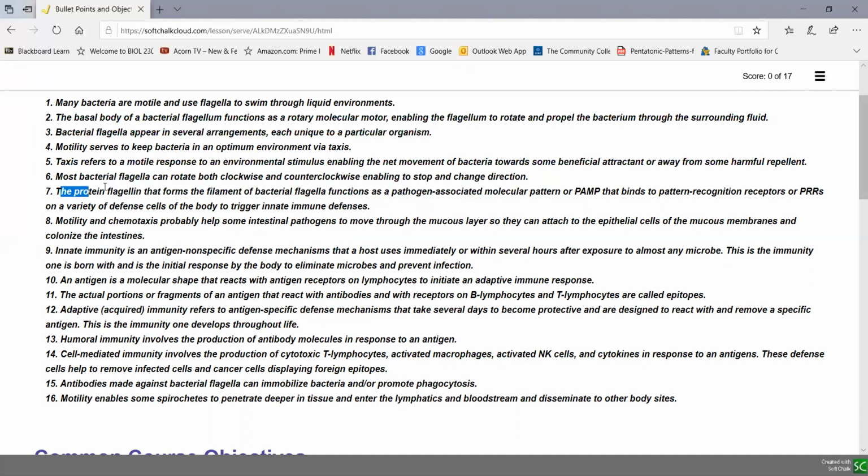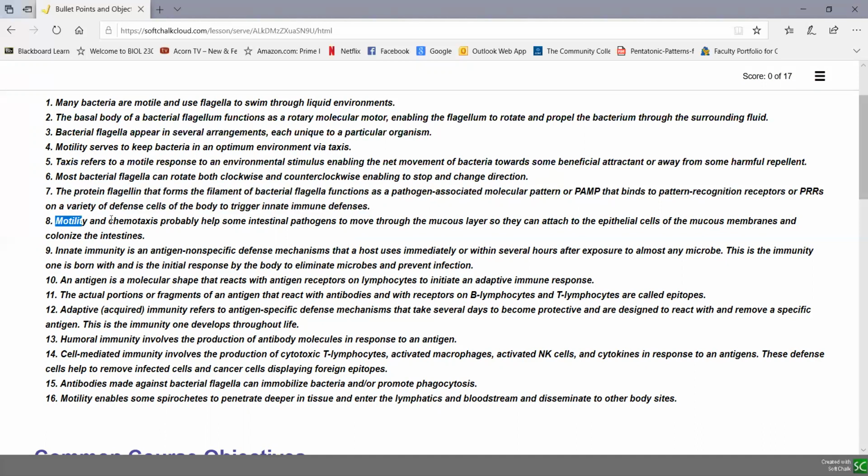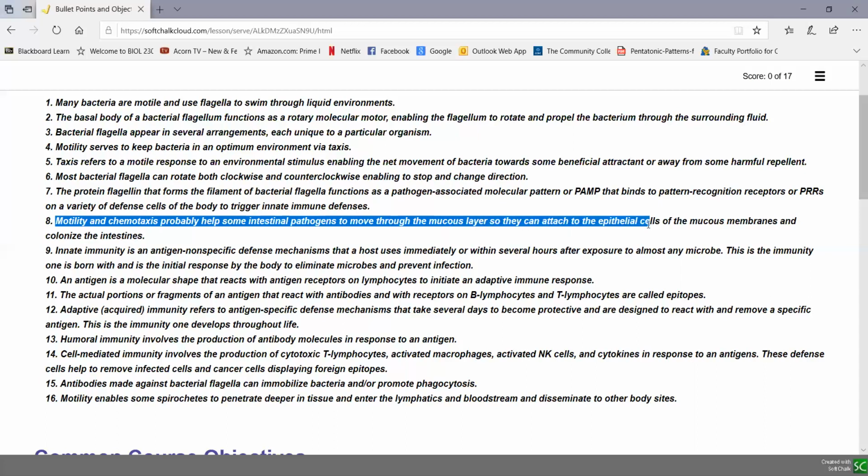The protein flagellin that forms the filament of a bacterial flagella functions as a pathogen-associated molecular pattern, or PAMP, that binds to pattern recognition receptors on a variety of defense cells of the body in order to trigger innate immune defenses. Motility and chemotaxis probably help some intestinal pathogens move through the mucus layer so they can attach to epithelial cells of the mucous membranes and colonize the intestines.